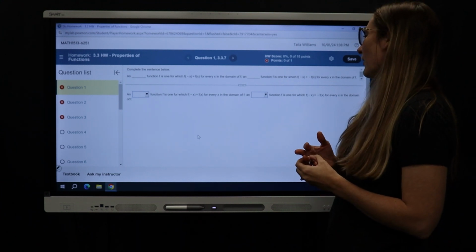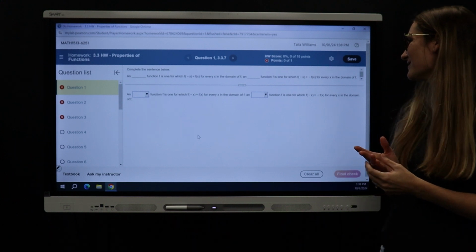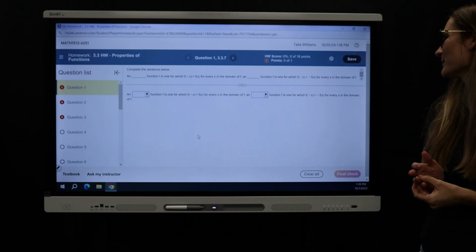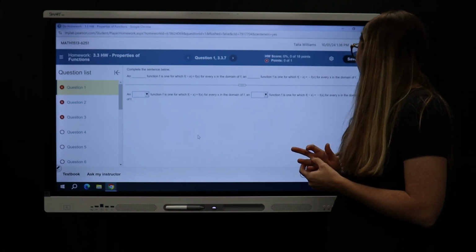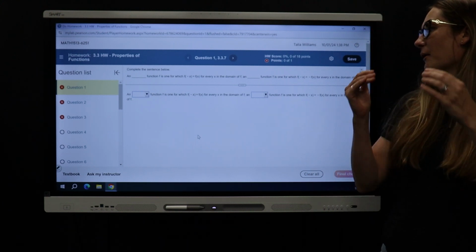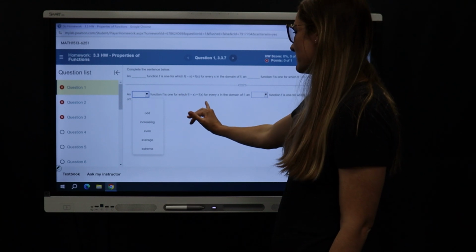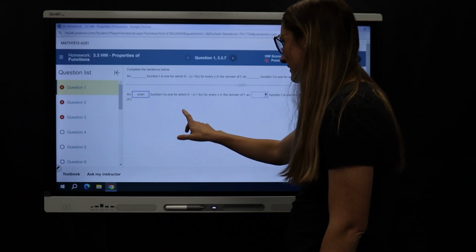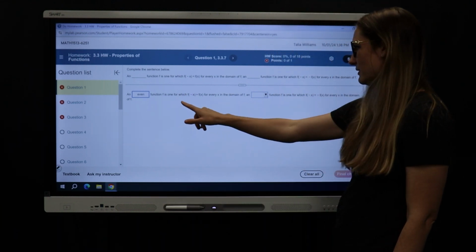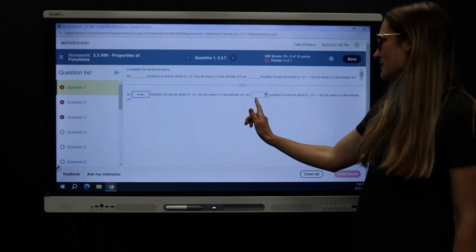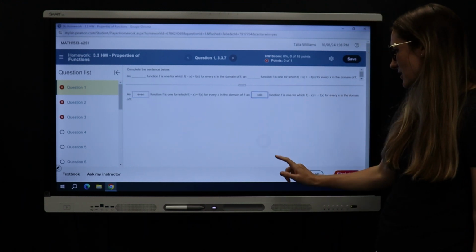An odd function f is one for which f of negative x equals negative f of x for every x in the domain of f. Whew. Okay. If it comes out positive, it's even, because they're putting a negative in for x on both of these. If it comes out positive, it's even. If it comes out negative, it's odd.